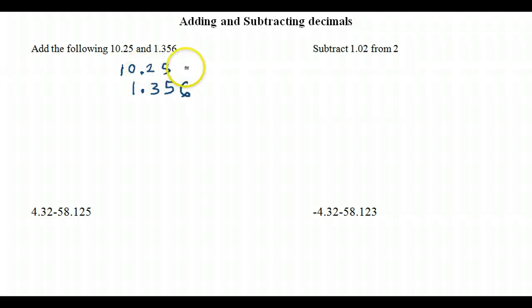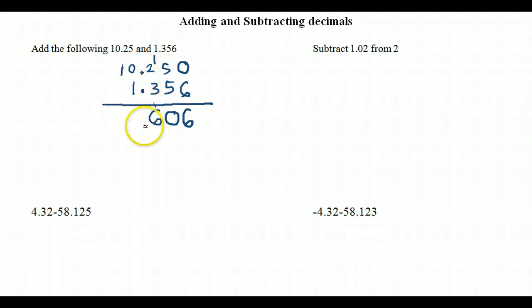And then any spaces that are missing, you want to fill with a 0. You always want to make sure that every single number to the right has something there. And then now you can just add them up. 0 plus 6, 6. 5 plus 5 is 10. And you carry 1. 1 plus 2 plus 3 is 6. And then we bring the decimal down. 0 plus 1 is 1. And then that is our answer.